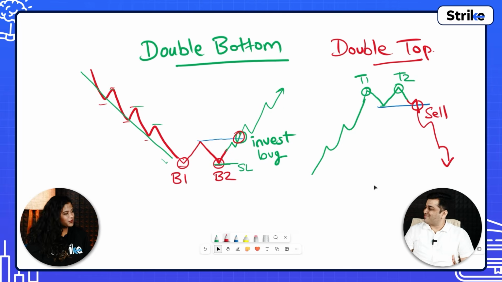Any questions? No, not yet. All right. So in our next video, there is another kind of reversal pattern, which is called a head and shoulders reversal. We'll talk about that in our next video.